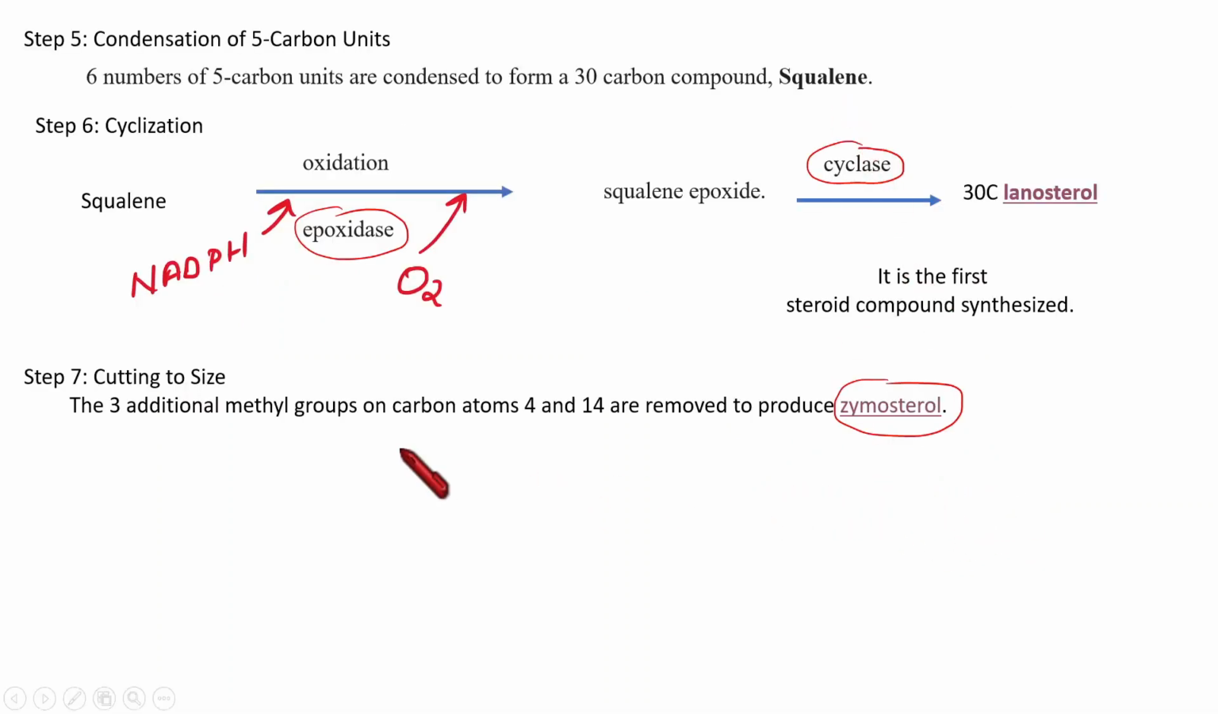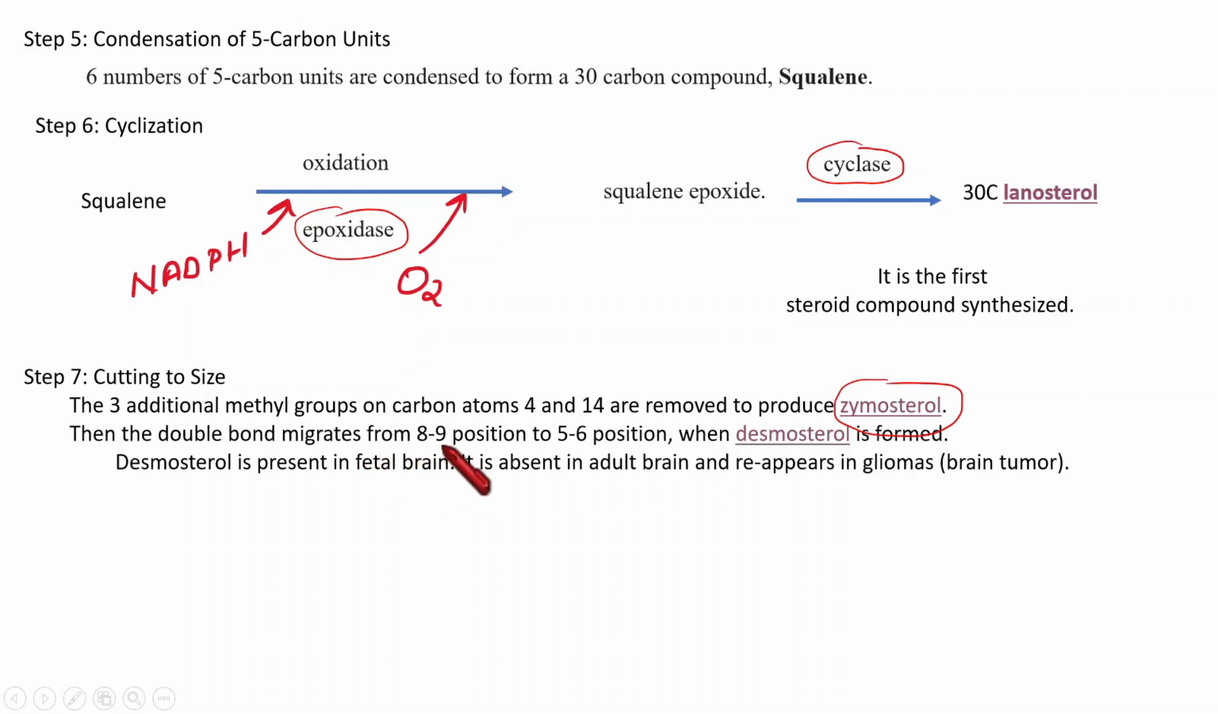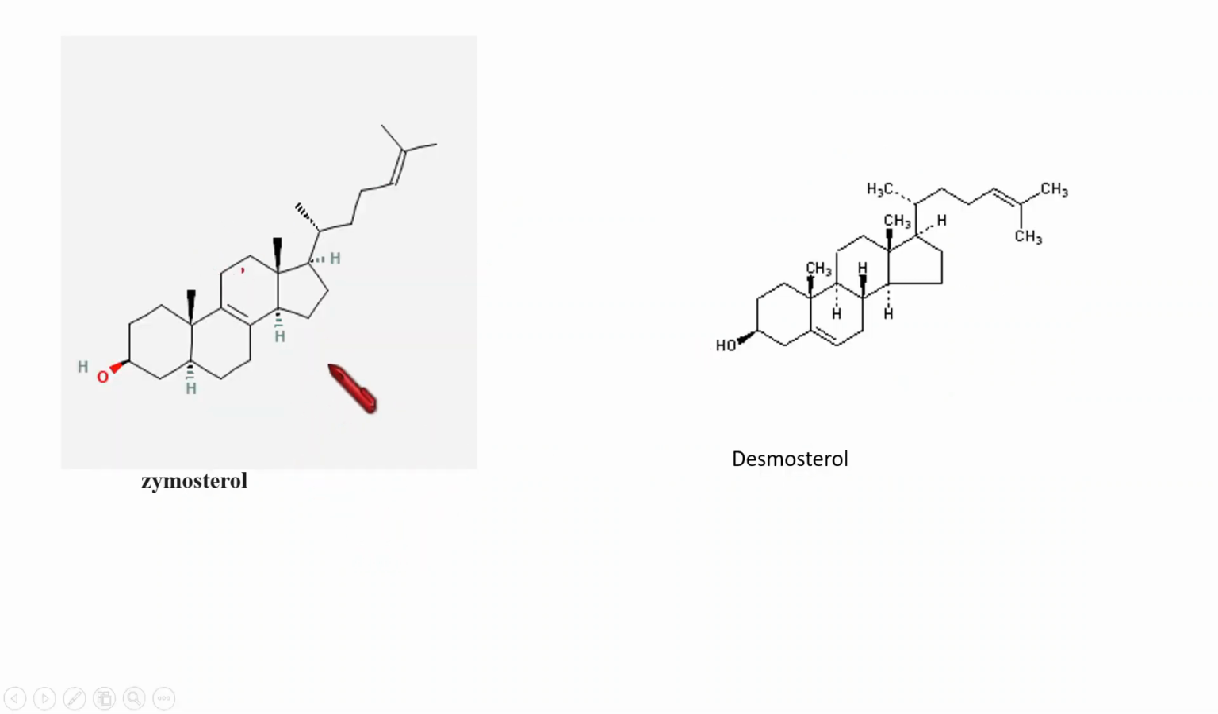Then next is some shifting in the position of a double bond that is initially located between the 8th and 9th carbon. It is shifting to another position between the 5th and 6th carbon. Because of shifting, what is forming? Desmosterol is forming. I will show you. So this is cymosterol, and the double bond present between the 8th and 9th is shifting to here. So between the 5th and 6th carbon, you can see that double bond. By that way, desmosterol is forming.